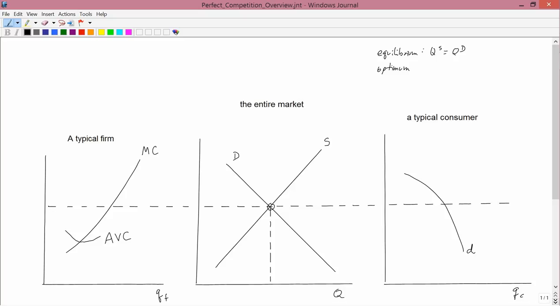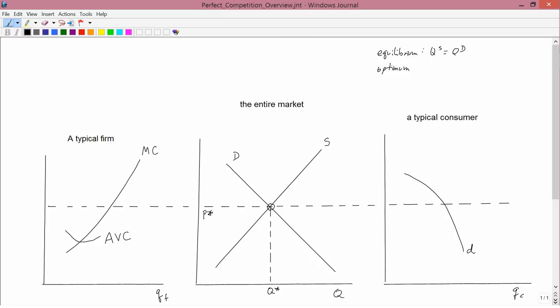It may be an optimum from a social point of view, from the point of view of a social planner. That's different, and we'll get to that a little bit later. But it's best at this stage to use equilibrium and optimum in completely different ways. So, as I was saying, the equilibrium price is P star, and equilibrium quantity is Q star.